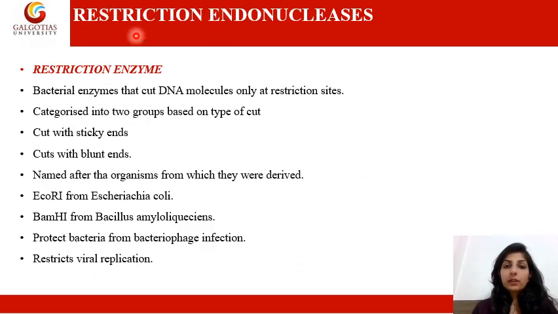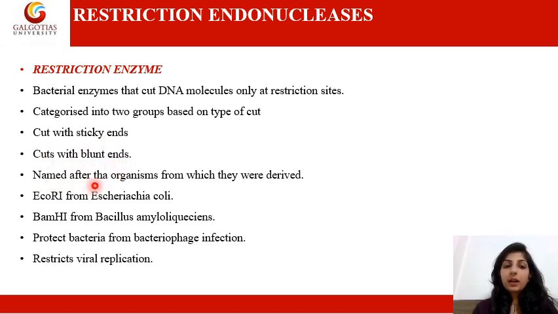Now if we talk about restriction endonucleases, a restriction enzyme is basically a bacterial enzyme that cuts DNA molecules only at the restriction sites. These are categorized into two groups based on the type of cut, how they cut the DNA molecule. So we can categorize them into two types: first, those that cut with sticky ends, and second, those that cut with blunt ends.